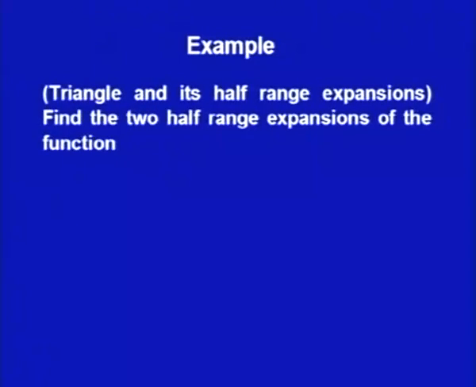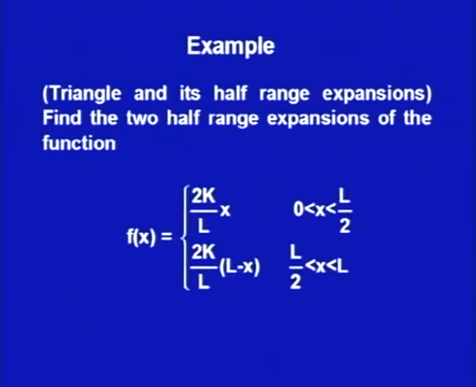This example says: find the two half range expansions of the function f(x), which is defined as 2k by L times x in the interval 0 to L by 2, and 2k upon L into (L minus x) in the interval L by 2 to L. We can see that this function is actually a triangle. It is increasing from 0 to L by 2 and then decreasing from L by 2 to L. So this is what we call a triangle, and we want its half range expansions.